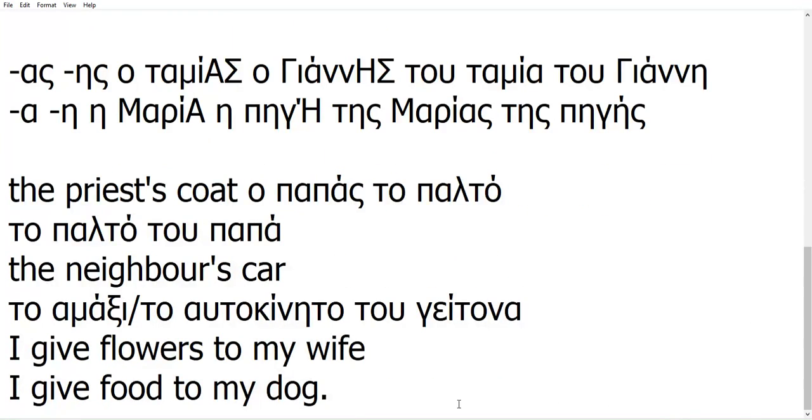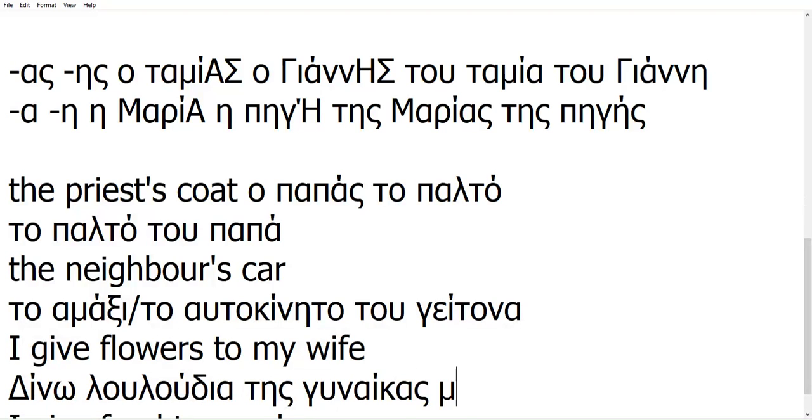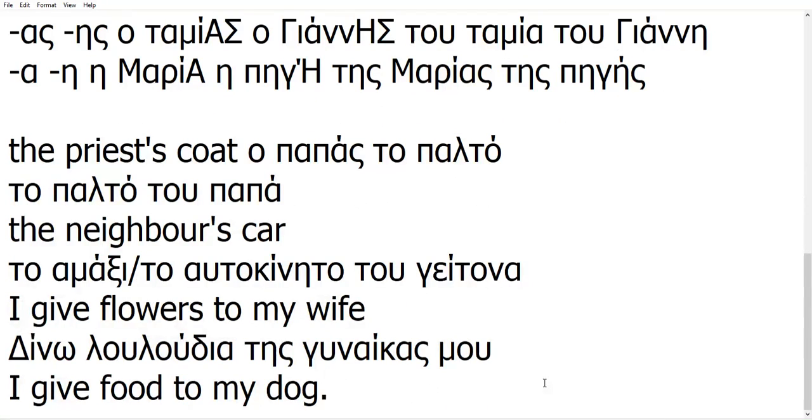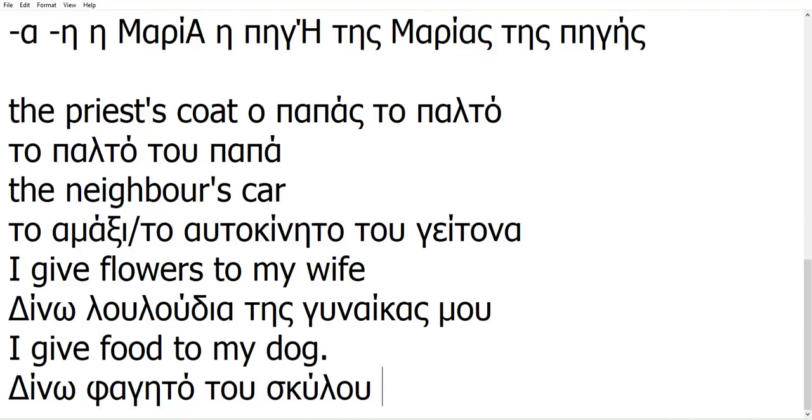Okay. Now I will say δίνω λουλούδια της γυναίκας μου. Notice here I don't say εγώ δίνω, because the pronoun is not necessary. Actually, the pronoun here would sound unnatural. Don't use the pronoun before the verb unless you know what you're doing. Δίνω φαγητό του σκύλου μου. And that's it.